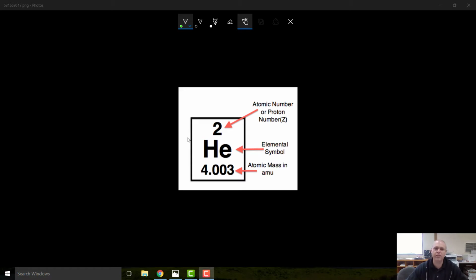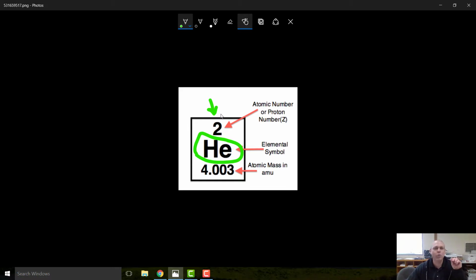element. So if you look down at this picture, we have helium, and this is the abbreviation for helium, He. This would be what it would look like on the periodic table. And then there's a 2 at the top. The 2 is the atomic number. That atomic number tells you how many protons are in the atom, okay?